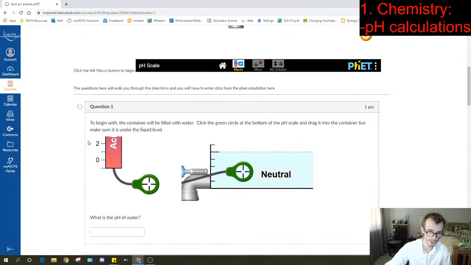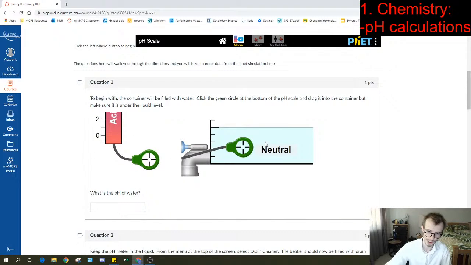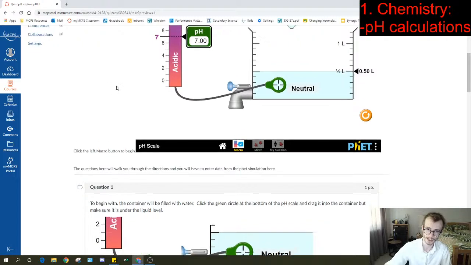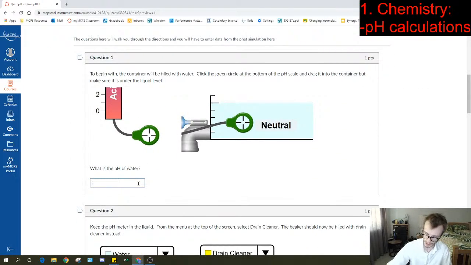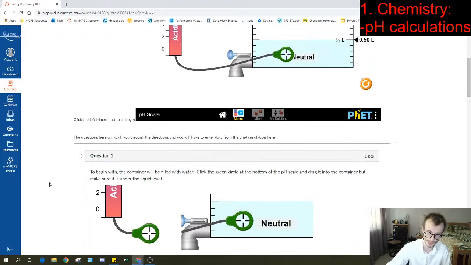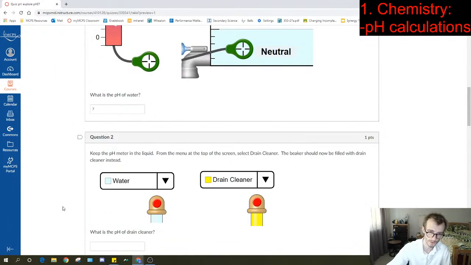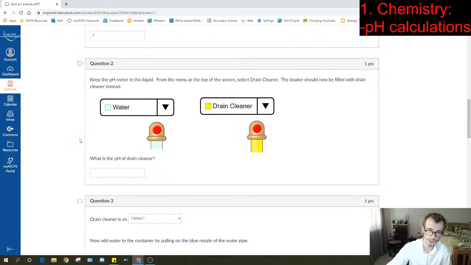Let's see what's going on. It says, begin with the container filled with water. Click the green circle and drag it into the container, and it's basically just showing you how to do this. So I drag it into the container, and it's got a pH of 7. So the answer to this first question is easy. It's 7, or 7.00. Those are the same thing. In fact, the answer will just delete it to 7, because those are the same number. Okay, so that's for water.